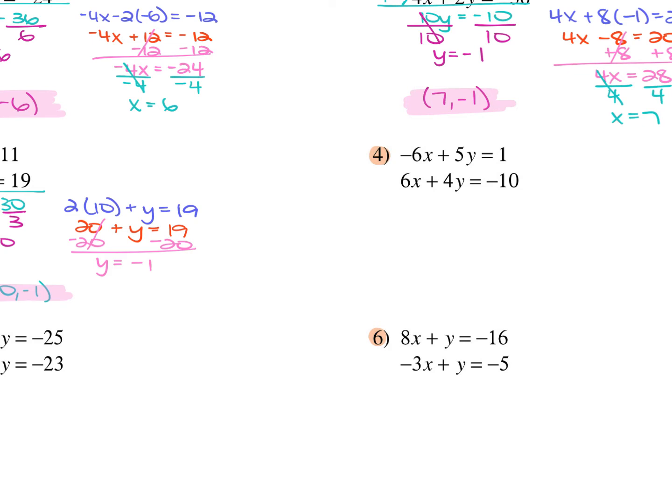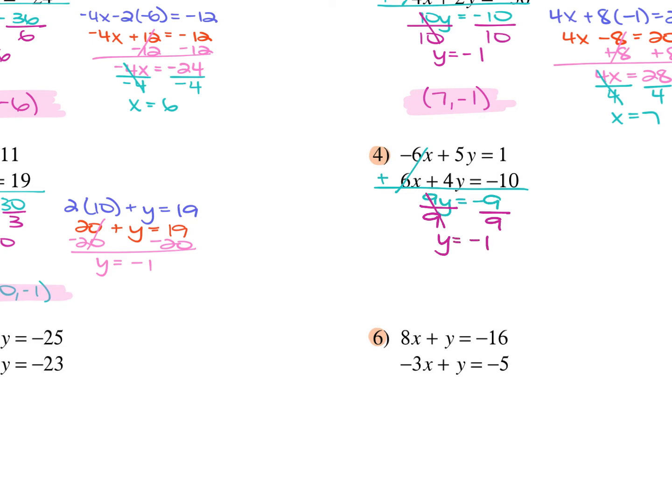Do you have variables that have opposite coefficients in front of them? Yes, 6x and 6x. Okay, so if we just add these two equations, the 6x's are going to cancel. The 5y plus 4y is 9y, and 1 minus 10 is negative 9. So if we divide each side by the 9, y is negative 1.